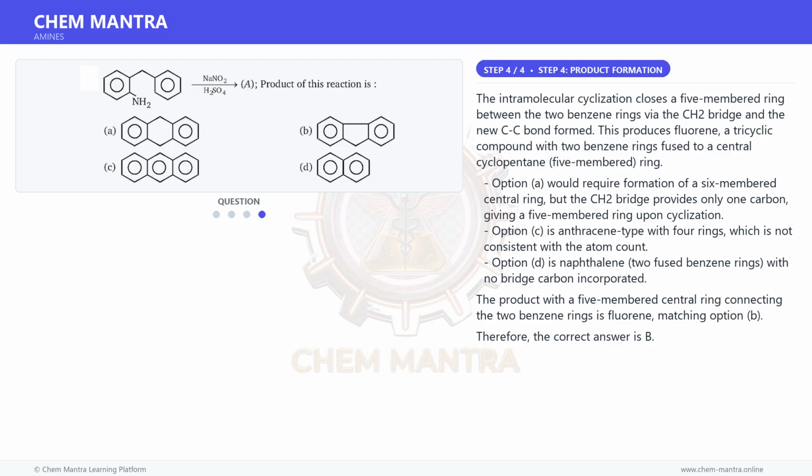Option A would require formation of a 6-membered central ring, but the CH2 bridge provides only one carbon, giving a 5-membered ring upon cyclization. Option C is anthracene type with 3 rings, which is not consistent with the atom count. Option D is naphthalene, 2 fused benzene rings, with no bridge carbon incorporated. The product with a 5-membered central ring connecting the two benzene rings is fluorene, matching option B.